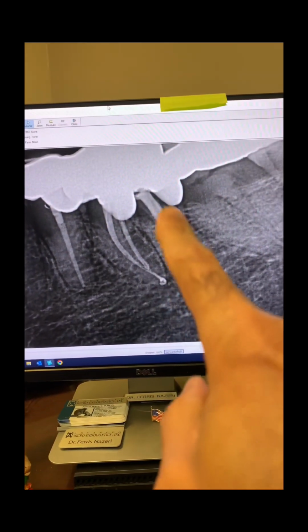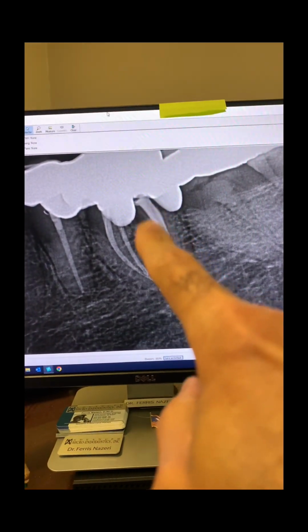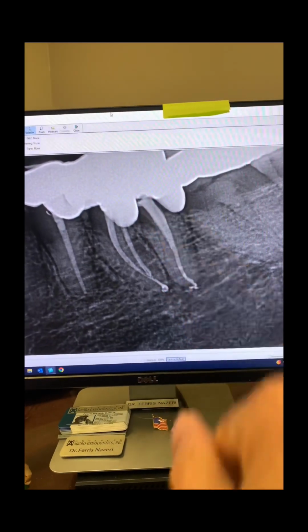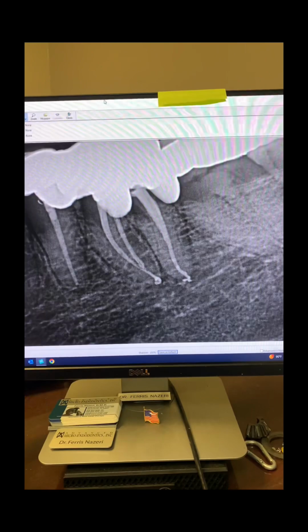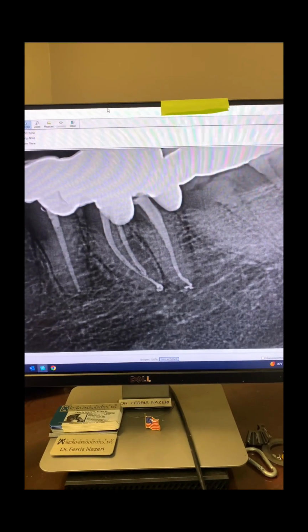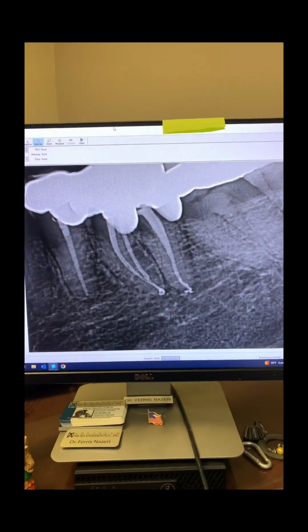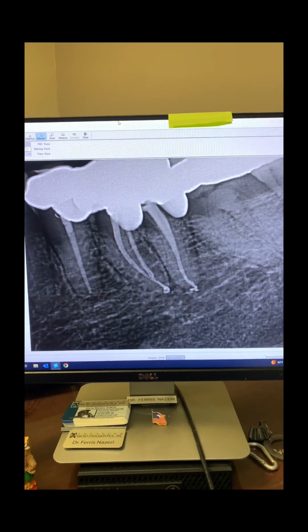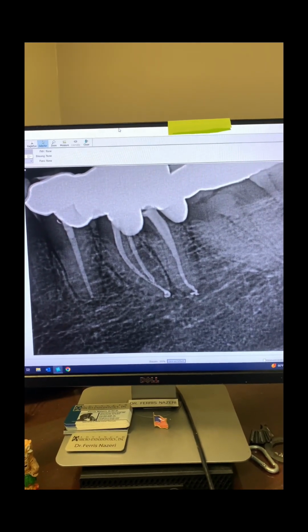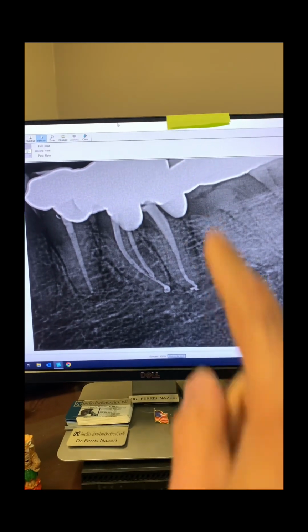Four canal systems. The distals, as I instrumented the canals, joined coronally and then later on down the canals apically. But everything went beautifully, as you can see. And we went ahead and temporized the tooth and referred the patient back to her dentist for the permanent restoration.